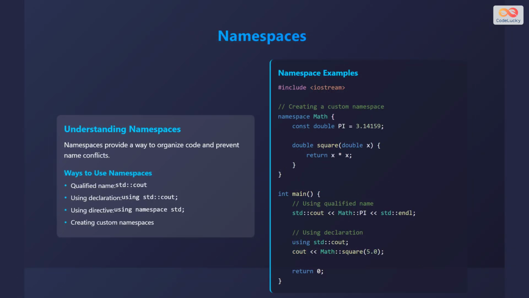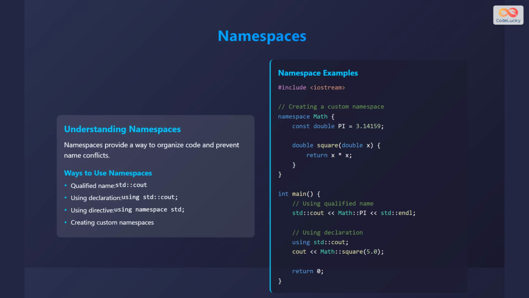Let's move on to namespaces. Namespaces provide a way to organize code and prevent name conflicts. Here are some ways to use namespaces. You can use the qualified name, for example, std::cout. You can use a using declaration, for example, using std::cout. You can use a using directive, for example, using namespace std. Or you can create custom namespaces.